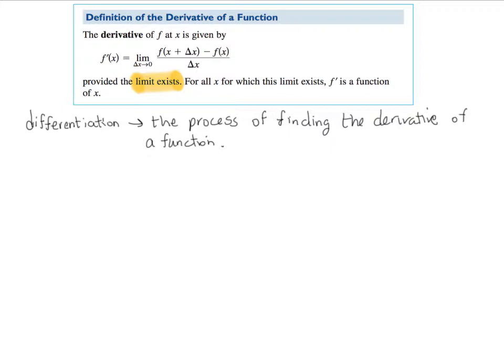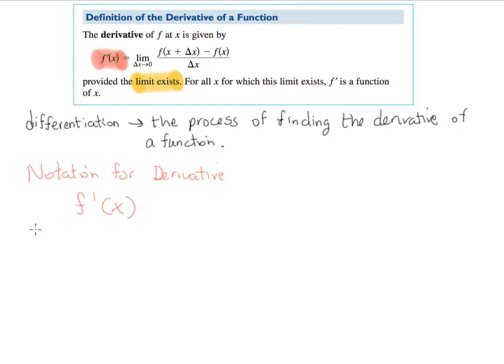So we can only differentiate a function if that limit as delta x goes to 0 of f of x plus delta x minus f of x over delta x exists. Our notation for the derivative, there are quite a few, and we will use all these different notations interchangeably. So you need to be familiar with all of them.